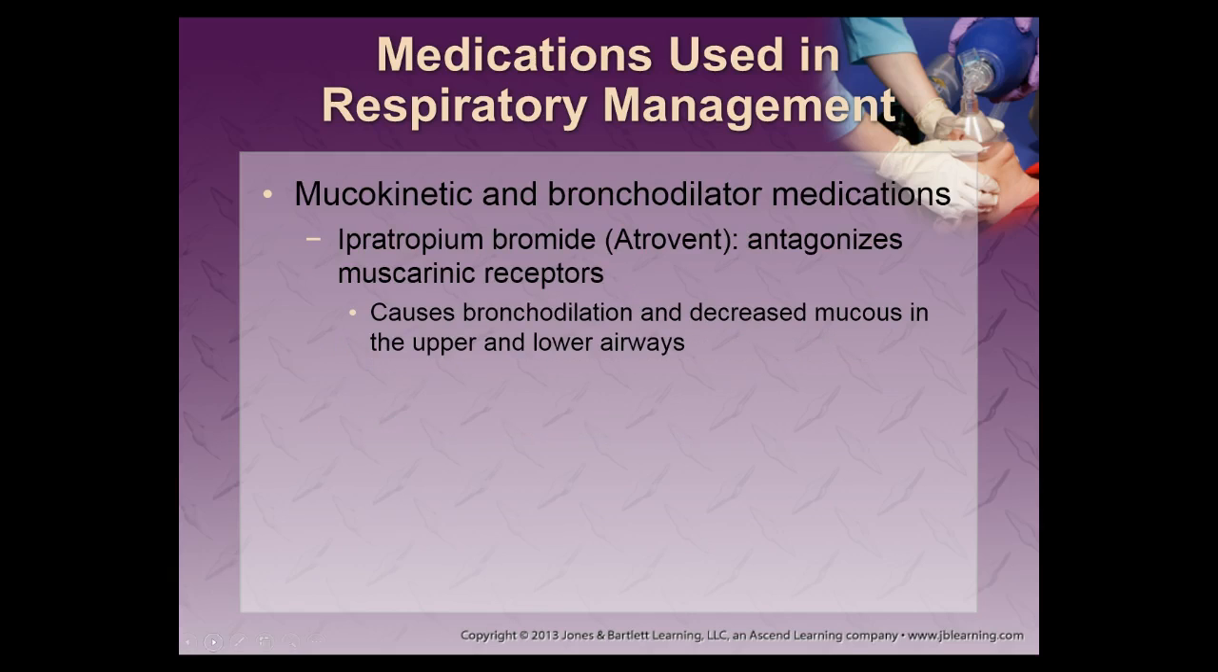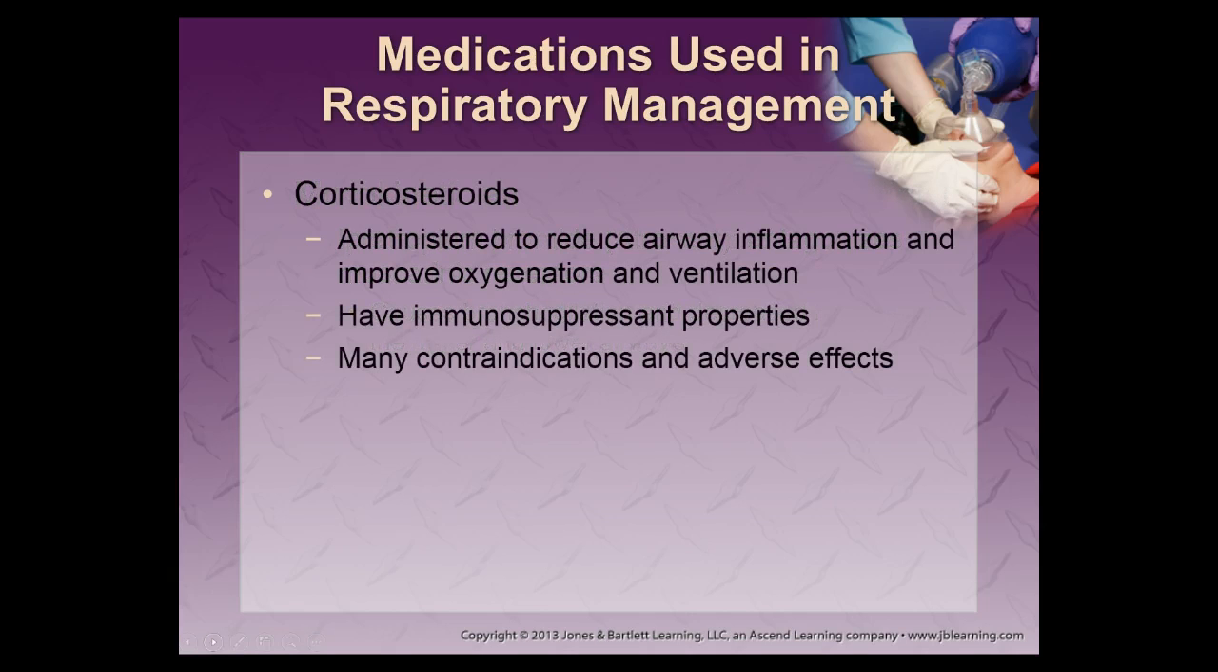Next are the mucokinetic and bronchodilator medications. The primary one that you may see in the field is Atrovent, and Atrovent is sometimes combined with albuterol, forming a drug that is commercially known as Combivent. Atrovent is given in cases where you hear not only wheezing but also wet breath sounds, as Atrovent is basically inhaled atropine. Finally, there are the corticosteroids.